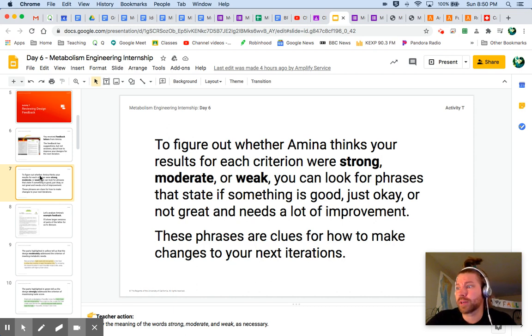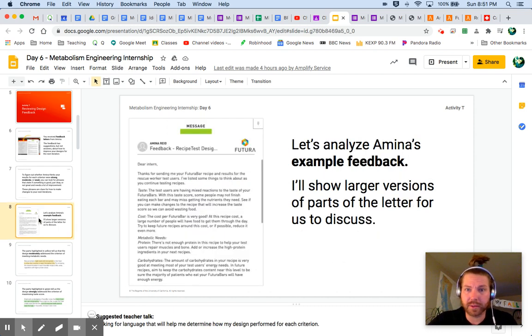Basically, what we're trying to do is interpret what she is telling us. So we need to know, okay, if she says this, I need to improve it. Or if she says this, that means it's okay. Or if she says this, that means, wow, it's actually really good. So let's take a look at some example feedback. We're going to look at some of the key phrases here, and you'll get a letter like this.